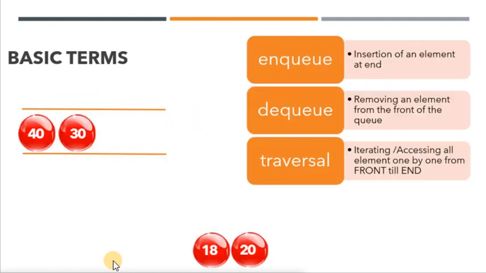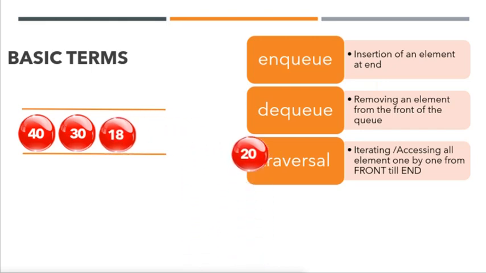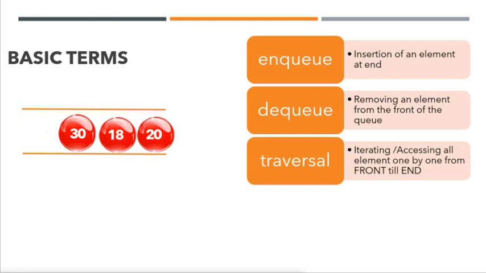Since now you are clear with the definition, we can talk about some basic terms related to queue. They are NQ, DQ and traversal. Insertion of an element at the end of the queue is termed as NQing, whereas removing an element from the front is termed as DQing. Traversal, as you know, is iterating over all the elements one by one, here from the front till I reach the rear end of the queue.